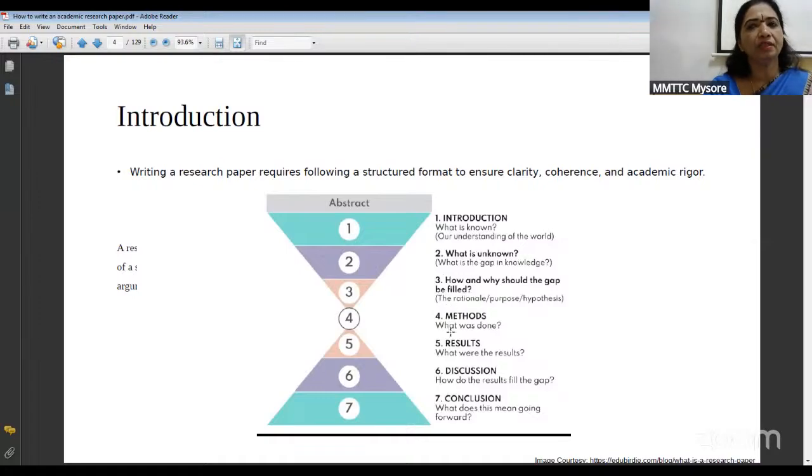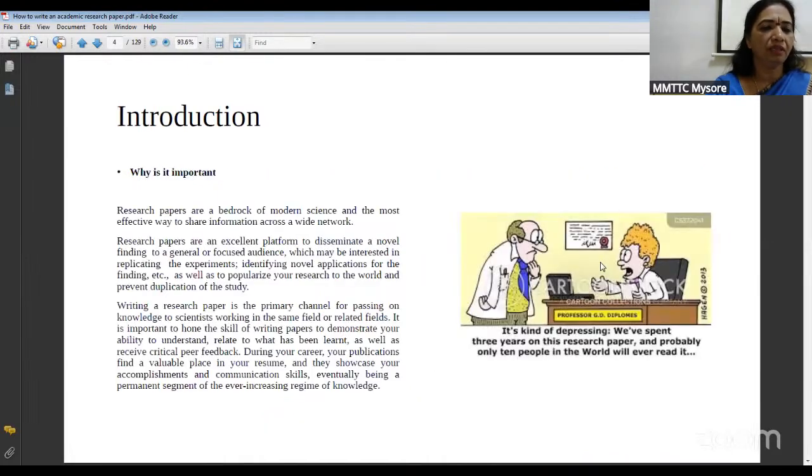And next is the methods. That means what particular method you have adopted to do your research in a systematic way. And next is the results. So what are the results you are getting? And discussion. What is the reasoning for the results you have got? And finally, conclusion. So conclusion should summarize with what intention you have done the work, what are the important results you have got, and what conclusion or future perspective you are going to give to the community. So this is the particular structure of a research paper.